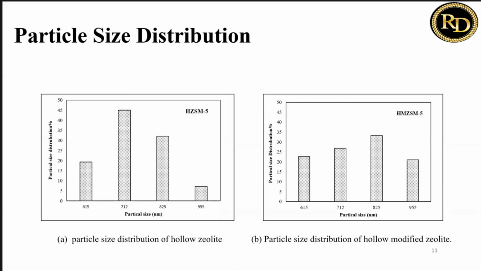Particle size distribution of hollow zeolites, because they are very small nanomaterials. We can see that the unmodified hollow zeolites are smaller in size, but for the modified, the size has increased a little bit, towards 825 nanometer.